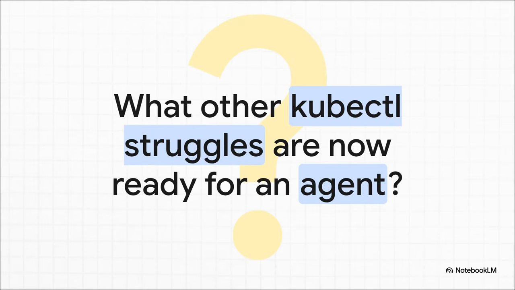Fixing a simple typo is just the beginning, but it proves the incredible potential of this whole pattern. And it leaves us with a really interesting question to think about. What other manual, repetitive, frustrating kubectl struggles that you deal with are now ready to be handed over to an AI agent? The possibilities are really, really exciting to think about.